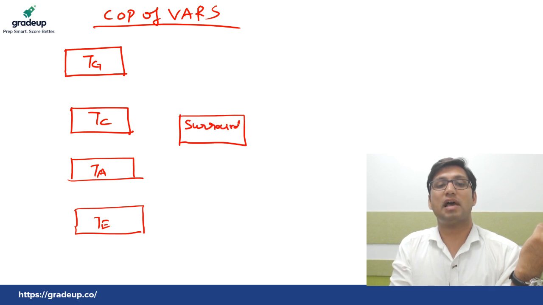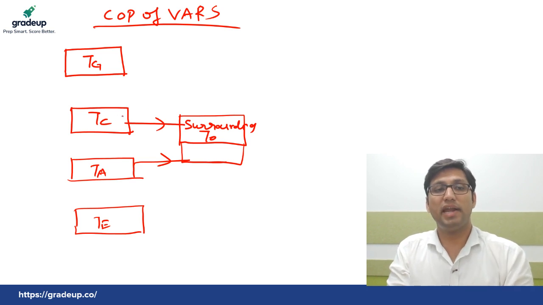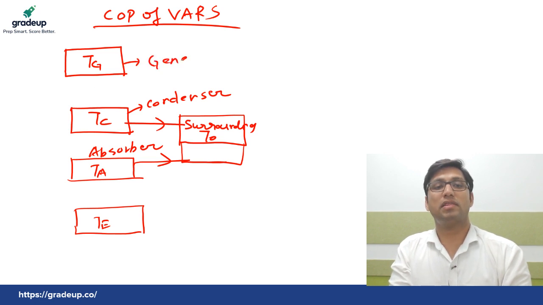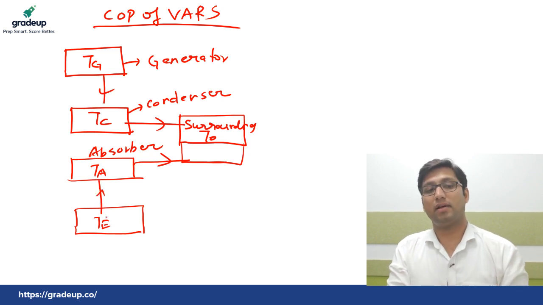The surrounding is having temperature T0. So they will reject their heat to the surrounding which is having temperature T0. Heat rejection will take place in the condenser and absorber in the case of a vapor absorption system, and the generator will supply the heat to the condenser, and the evaporator, where the heat will be supplied, will send that to the absorber.